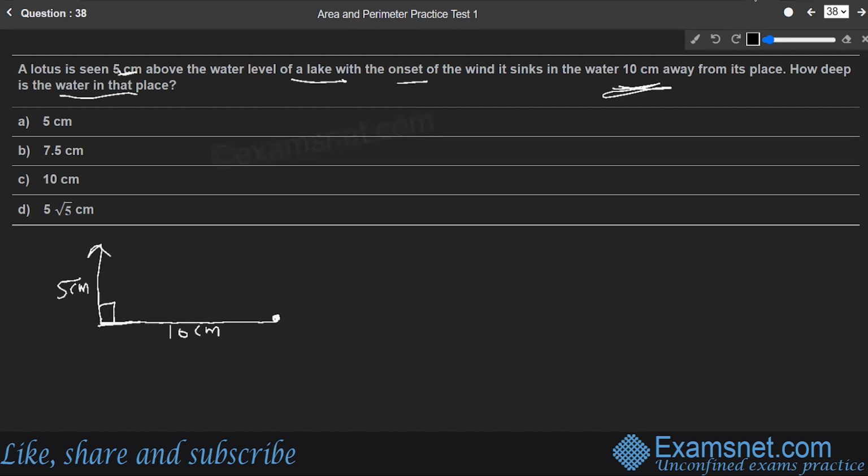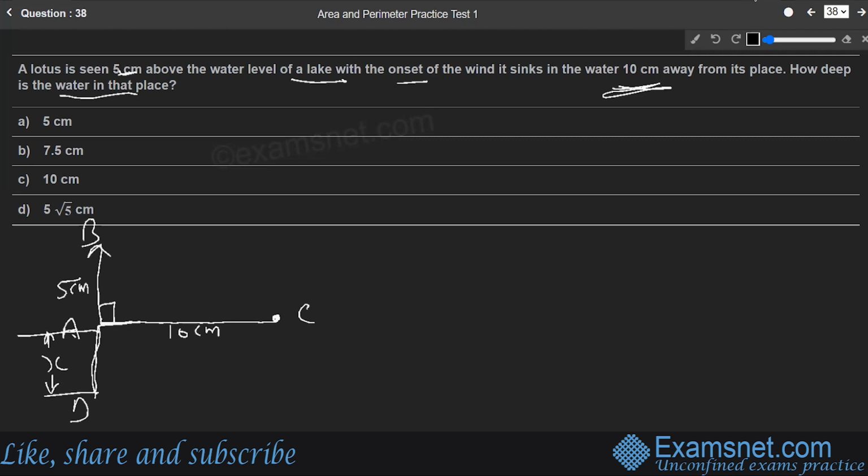Then he says how deep is the water in that place. So we need to know how deep it is at this place. Let's say this is that particular depth. Let us mark these points. This is A, let's say this is B, let's say this is C, and let's say this is D. So we are supposed to mark this depth. Let's say this depth is X. We are supposed to find out what this depth value is.